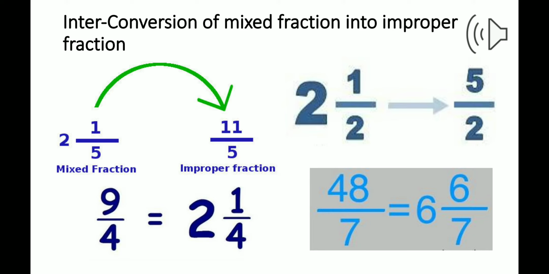So the denominator in all the cases remains the same. While converting a mixed fraction to improper, we multiply. While converting an improper fraction to mixed, we divide, write the denominator, and write the remainder as the numerator. Okay, so we move to the other one.